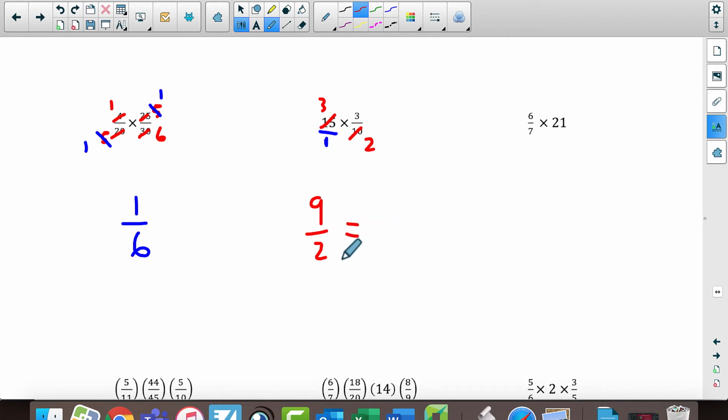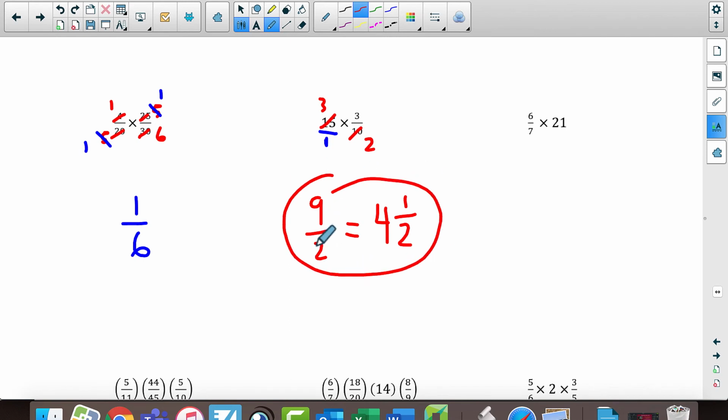Or you can switch it into mixed. How many 2's go into 9? 4. 4 2's get you up to 8. You have 1 left over, so that's your remainder, and the denominator stays the same, 4 and 1/2. Either one of these answers is fine with me.